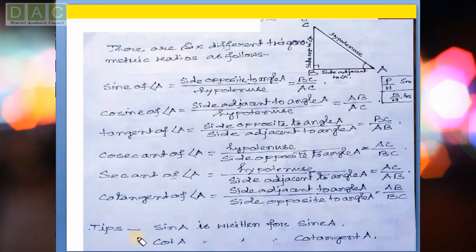Now tips, you know this, still I am writing tips. Sin A is written for sine A. Actually it is sine A, but we write the abbreviation sin A. Then cot A also is written for cotangent A. Like this, tan A is tangent A. Then cosec A also the same, sec A also the same.